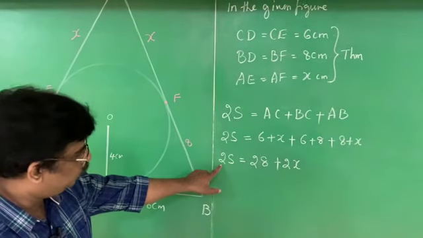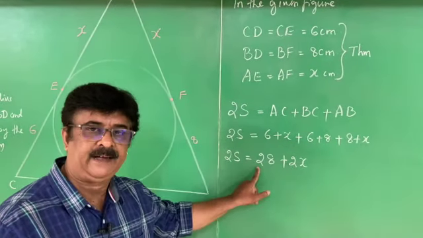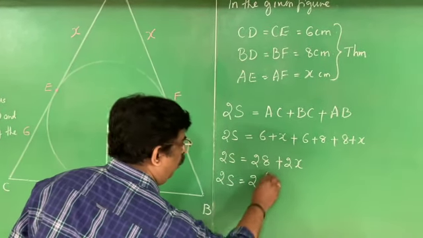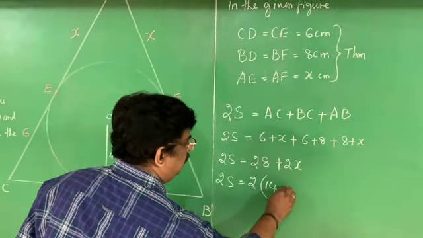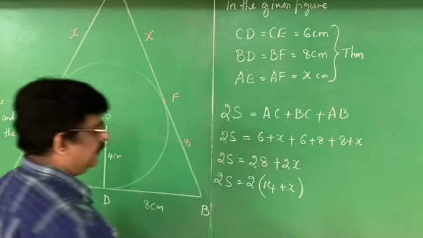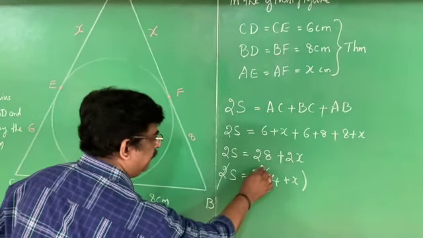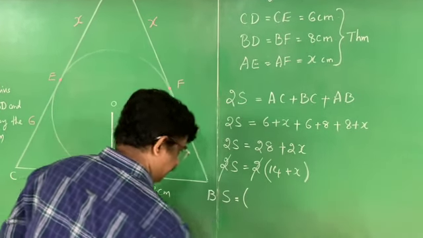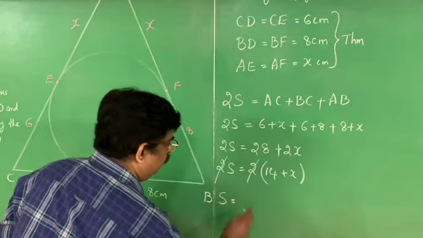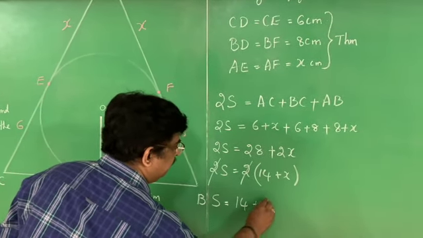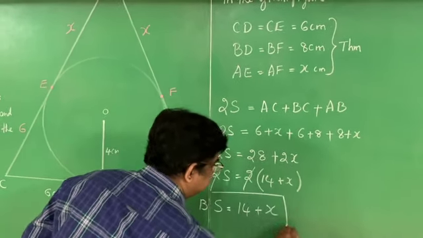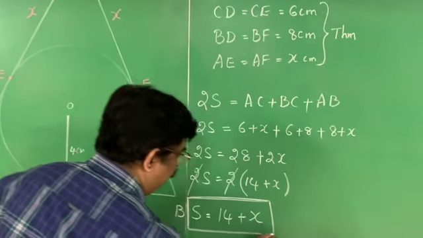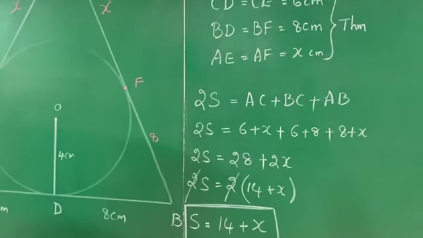Since here there is 2, I take 2 as a common factor. 2s is equal to 2 of (14 plus x). Now I cancel 2. s is equal to, the bracket is not required, s is equal to 14 plus x. This is the semi-perimeter. Semi-perimeter is what? 14 plus x. Simple, isn't it?